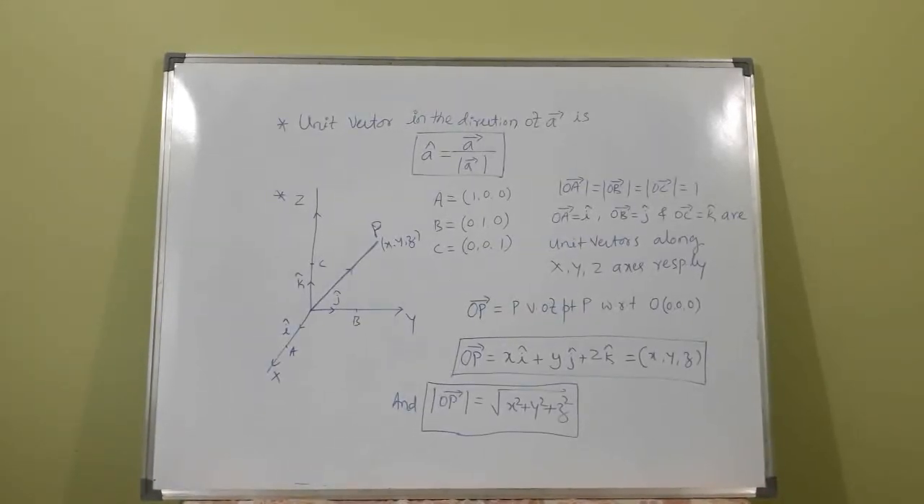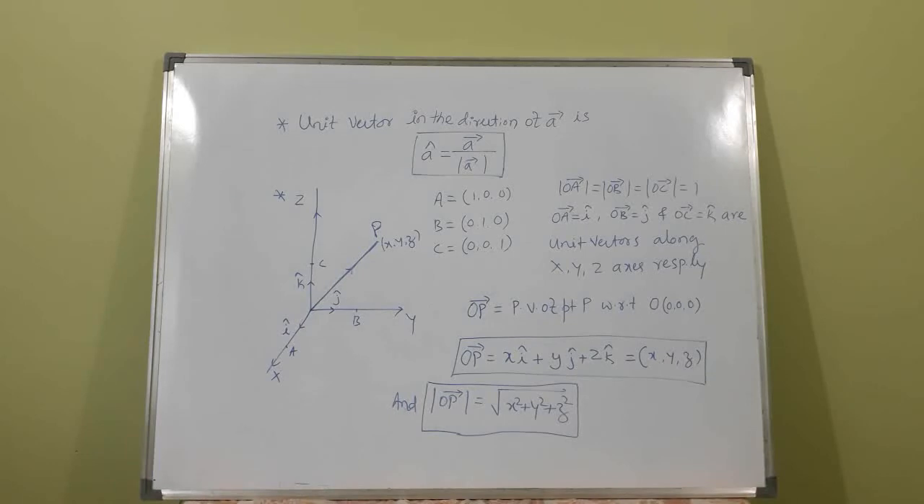See, these are very important concepts. The unit vector in the direction of A is A cap. A unit vector is denoted by a cap. A cap is equal to vector A divided by the magnitude of vector A. That is another definition of a unit vector in terms of the given vector A.